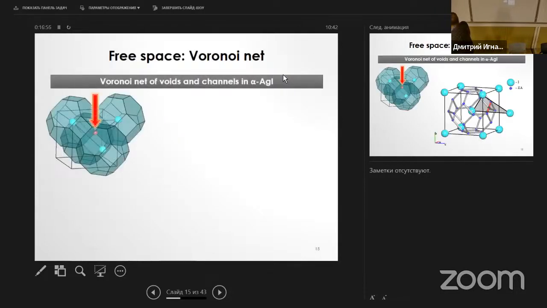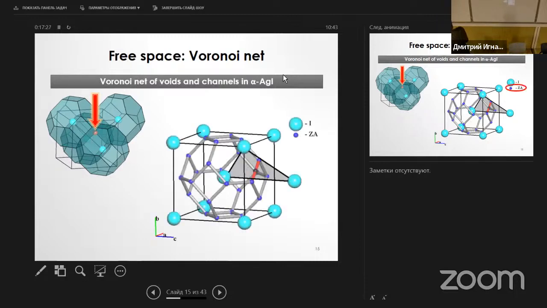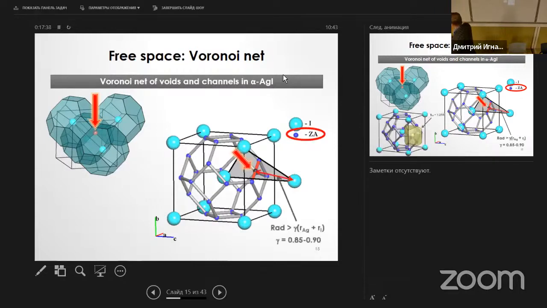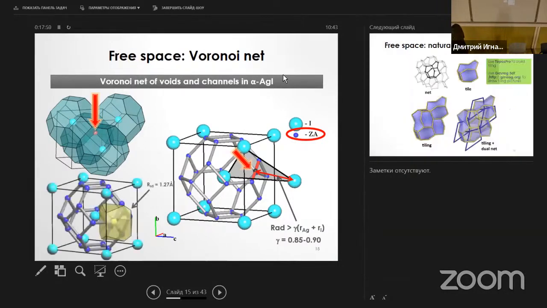And another important feature of Voronoi polyhedra is that their vertices are the most distant points from the atoms in the space, and they can be considered as centers of cavities. So this is a method of exploring not only the atomic space, but also the free space inside a crystal. And the edges of Voronoi polyhedra can be considered as the lines of channels between these cages. And applying some geometrical parameters, we can determine which atoms or molecules or other objects can pass through the structure. And this is important also for applications.